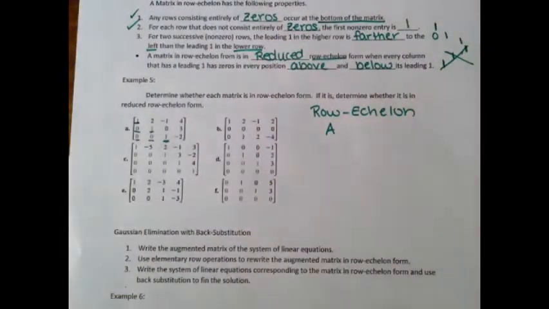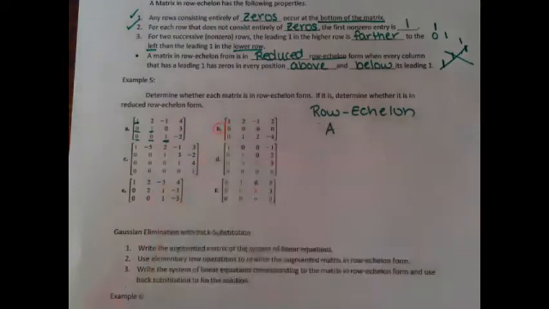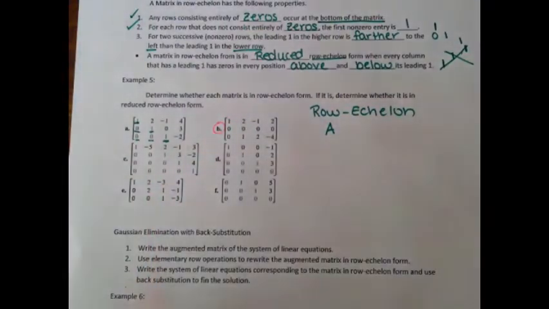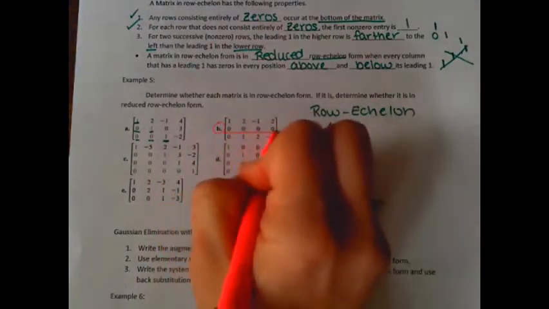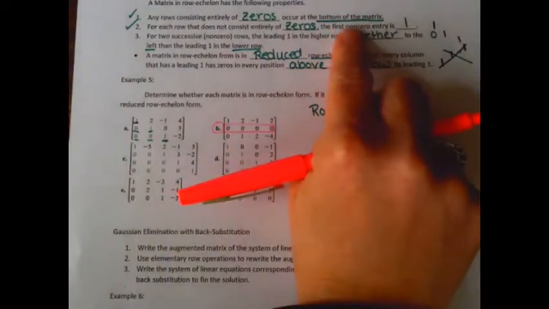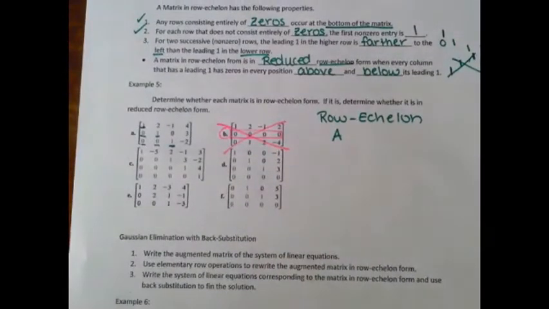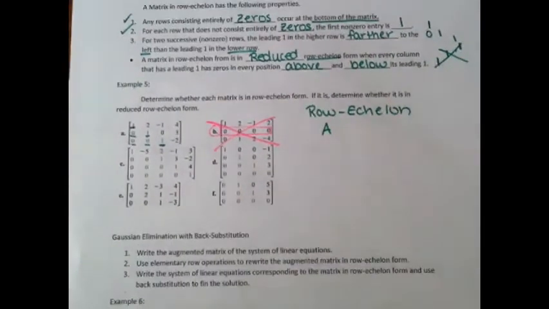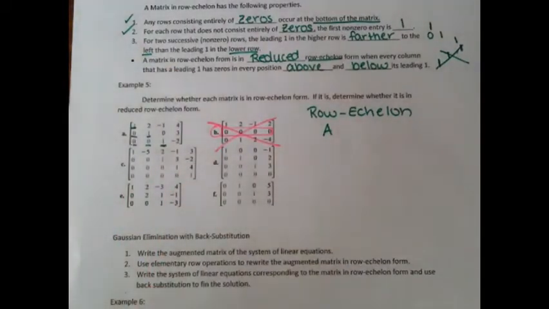Do we have a row entirely of zeros in B? Do we have a row entirely of zeros for B? Yes, we do, right? We have one right here. Is that row at the bottom of my matrix? No. So this is not in row echelon form. Okay. All right, C. Do we have any rows that are all zeros?